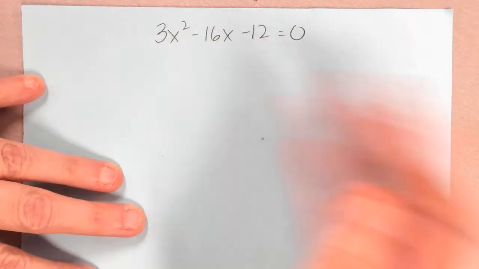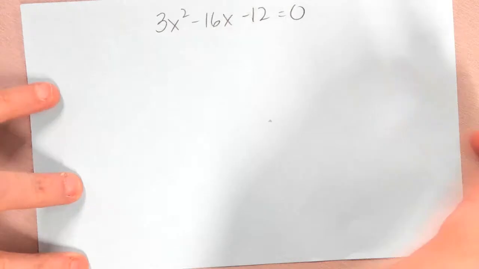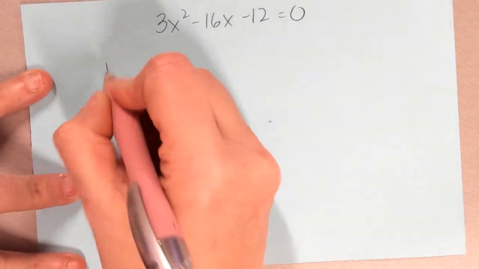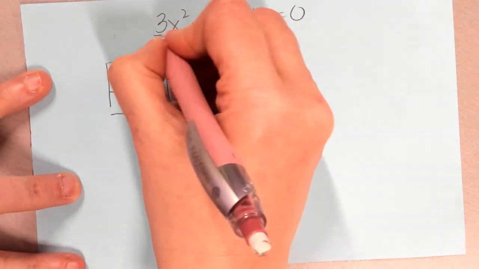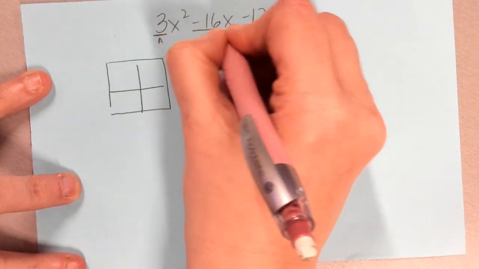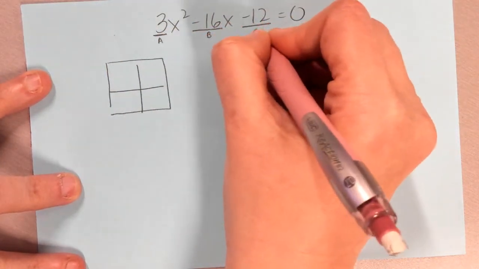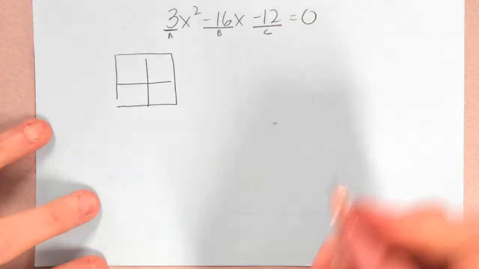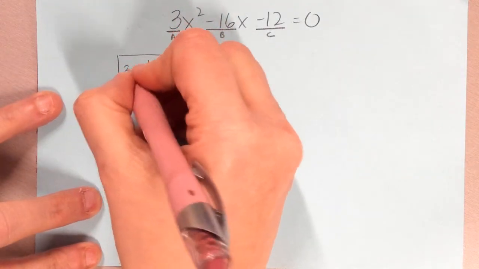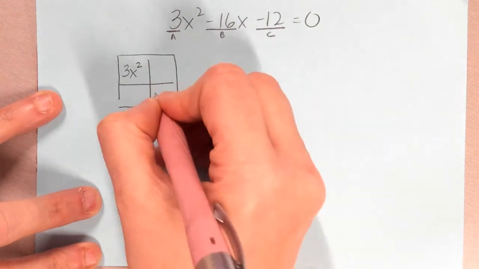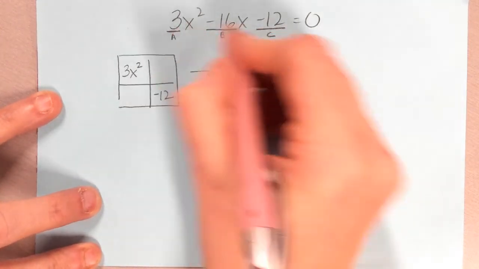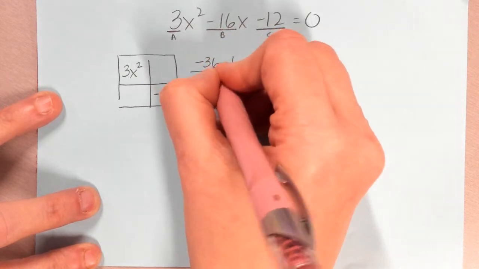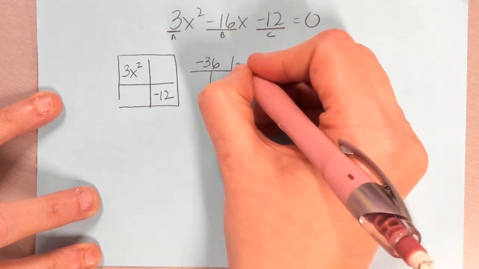I don't see a greatest common factor in this one, so I'm going to just put it in a box and solve it. Okay, so I have A, B, and C. So A, I'm going to put 3x squared in this box, negative 12 down here. A times C is negative 36, and B is negative 16.